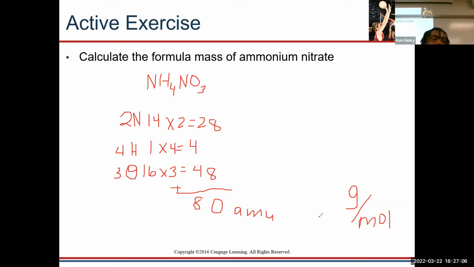So we're going to scale up, right? And when we scale up, instead of using AMU, because AMU stands for just that single compound, we're going to be talking about a lot of compounds. So when we scale up, we're going to be using what we call grams per mole. G standing for grams, MOL standing for mole. Grams per mole.